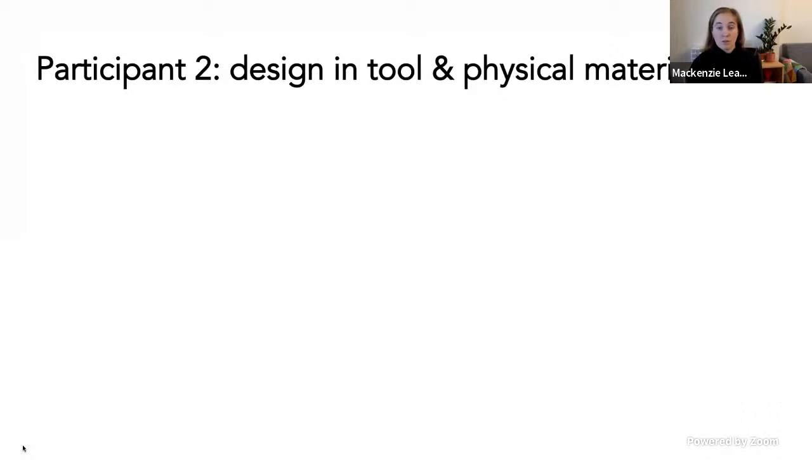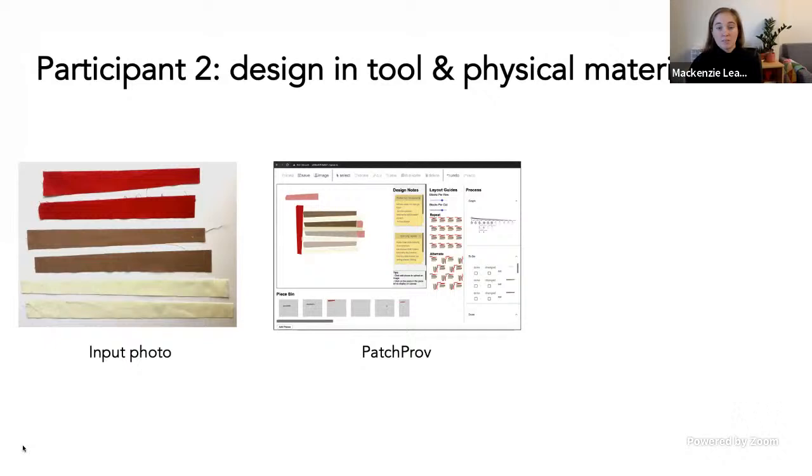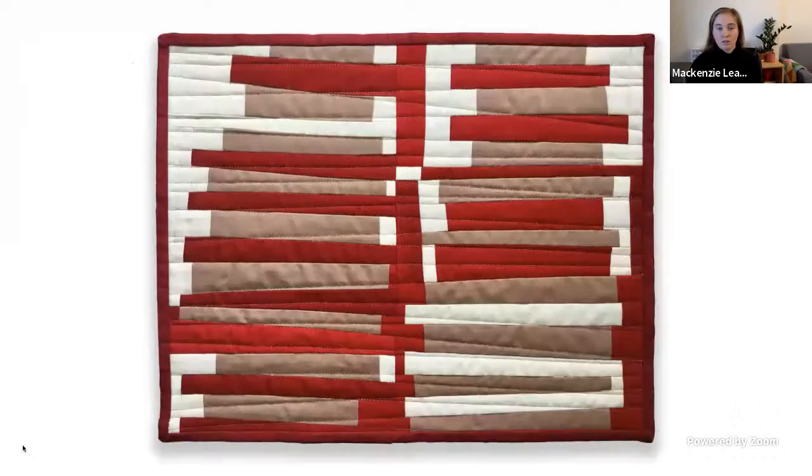One of our other participants flowed back and forth between design in the digital tool and in the physical materials. So here we see her first input photo with 3 different colors of fabric stripes. She experimented in PatchProv with rotating the strip and adding the red piece along the left border. And then when she went to sew the physical design, she said that she added red to the right side too to add balance. So she took advantage here of being able to make changes in the digital and physical world and have the tool record changes as she went along. She went on to continue working with our tool over several hours and created this beautiful quilt.